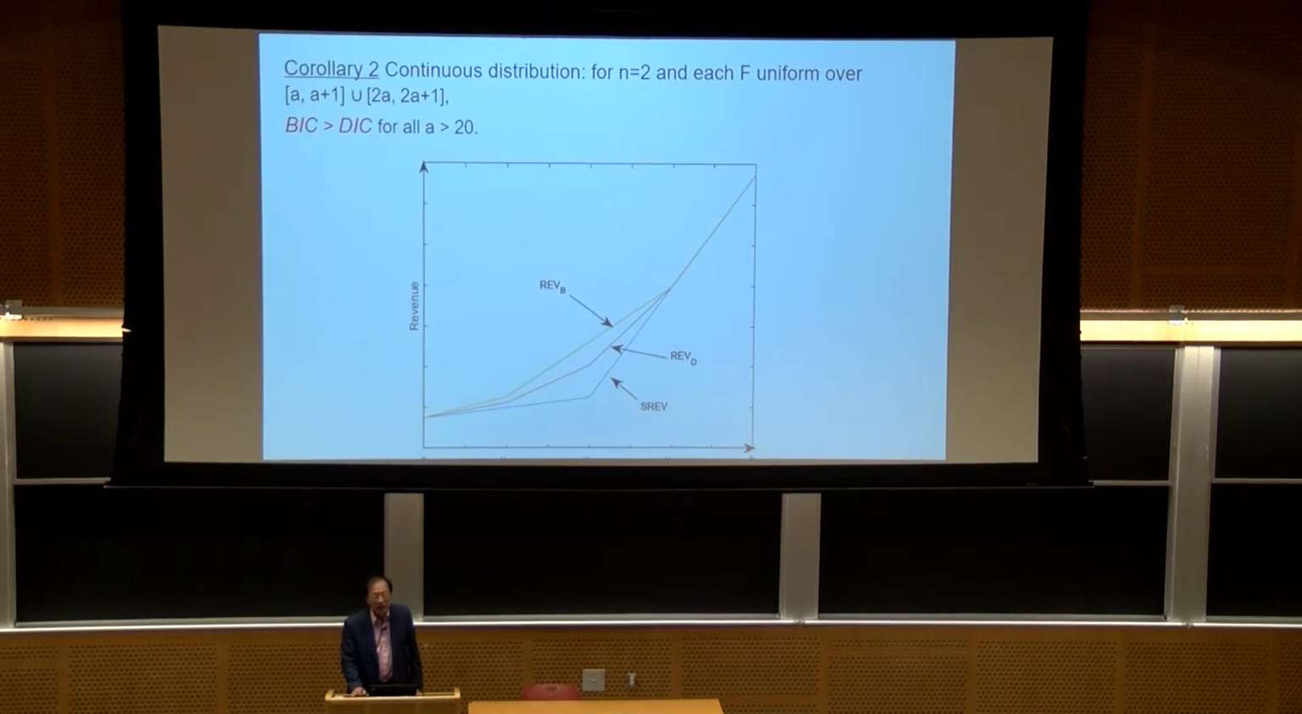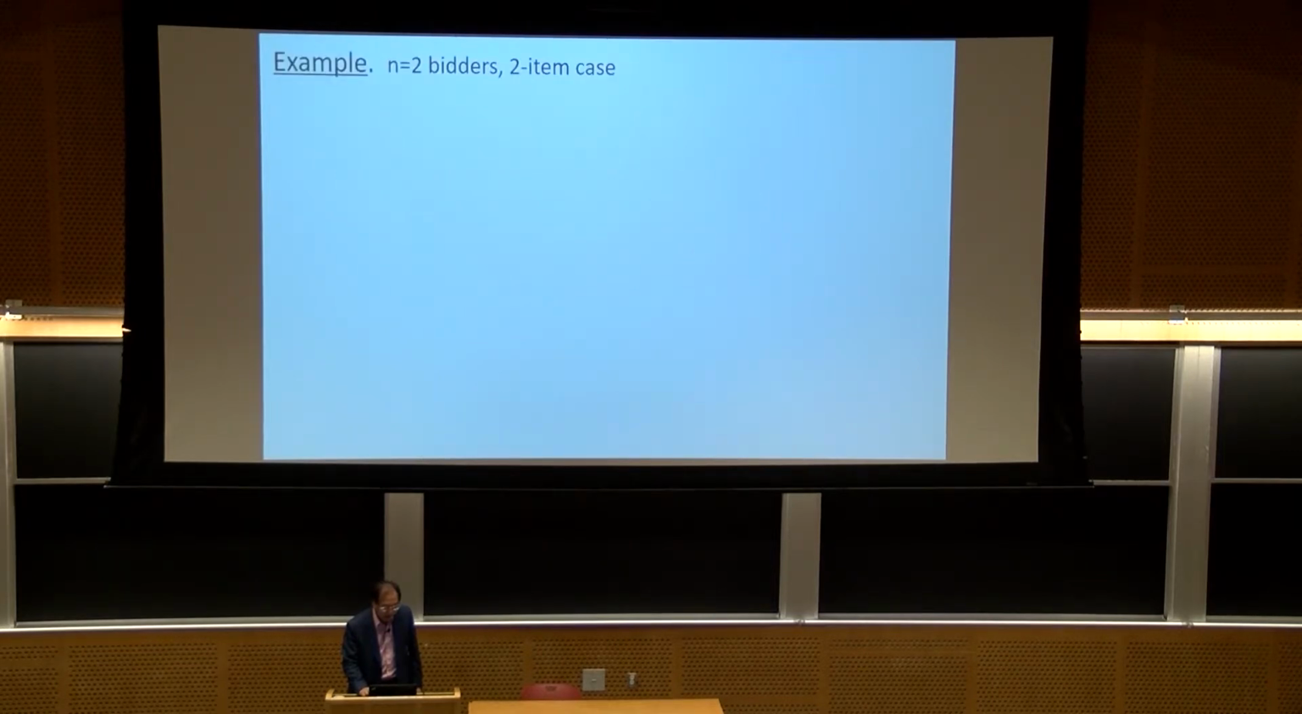And it actually turns out that if you look at the uniform distribution over two disjoint intervals, where for example the high interval starts out at twice the value of the low interval, then as soon as the basic unit A is reasonably large, you have a phenomenon that for this kind of continuous distribution, BIC is unequal to DIC.